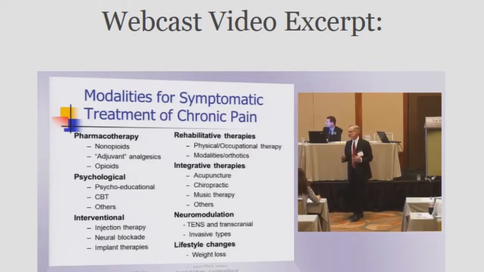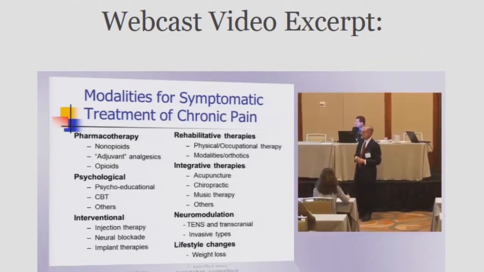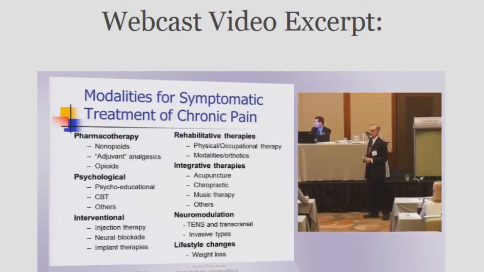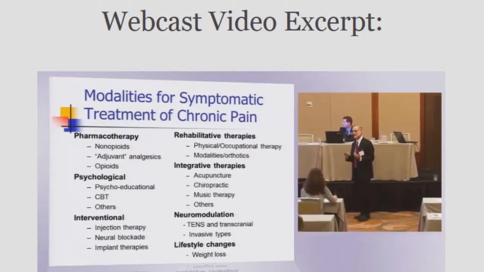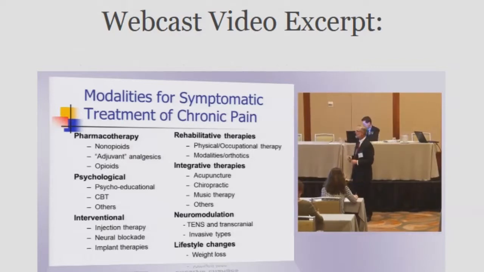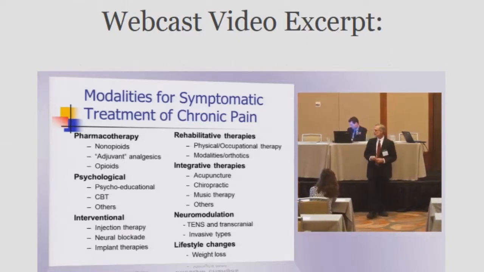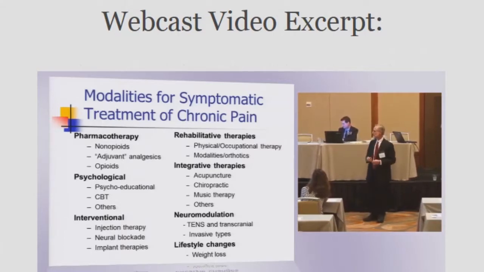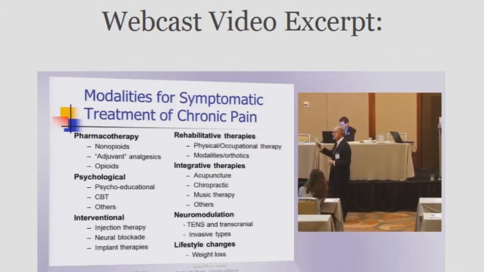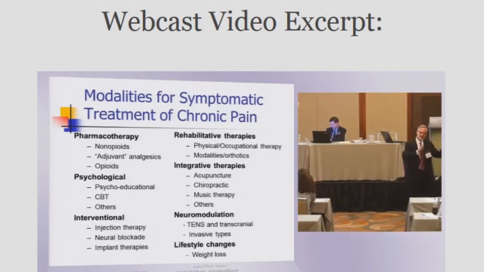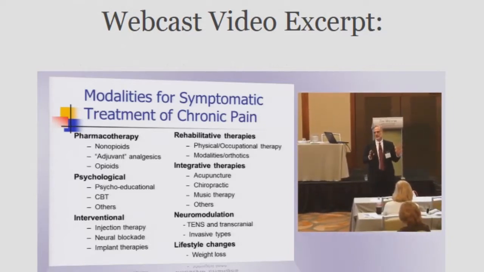Psychological approaches include education of the patient and family, cognitive behavioral strategies, and other types of psychological approaches. Interventional strategies include injection therapies, nerve blocks, and implant therapies. Rehabilitative therapies include PT and OT and modalities like TENS and use of cold and use of heat, as well as orthotics. Integrative therapies include acupuncture, chiropractic, music therapy, and others. Neuromodulatory therapies include TENS, transcranial approaches, these are non-invasive, and then the invasive types of neuromodulation like spinal cord stimulation, and lifestyle changes.